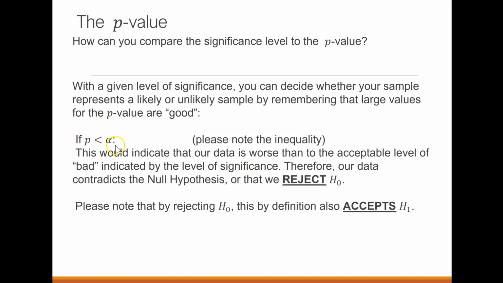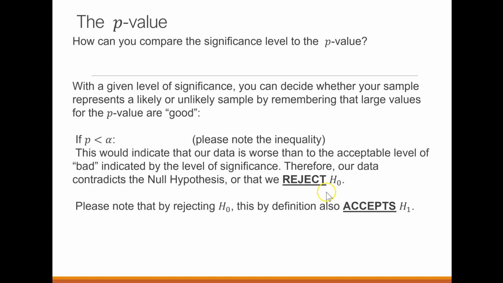If the p is less than alpha, this would indicate that our data was worse than the acceptable level of bad or unrepresentative, indicated by the level of significance. Therefore, our data contradicts the null hypothesis, so we should reject the null hypothesis. And by definition of rejecting the null hypothesis, we accept the alternative. So in our first example, when the mean for our light bulb sample is 8,600, the p we got was very close to 0. That would reject the hypothesis that the mean is still 8,000 and would support the alternative hypothesis that the mean is bigger than 8,000. Everybody's okay with that?